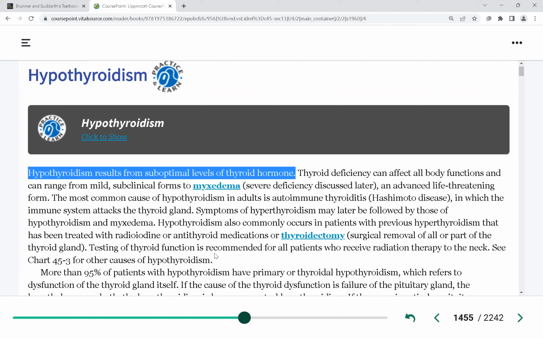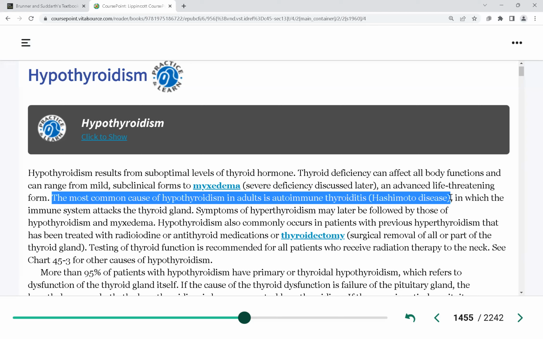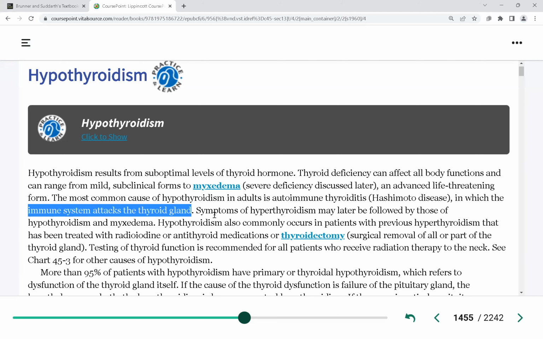Now, the primary form, which is the most common, is called Hashimoto disease. This is an autoimmune form. What do we understand when we say autoimmune? What's wrong with the condition when it says autoimmune? The body is fighting itself. Correct. So the immune system attacks the thyroid gland, meaning the patient's body produces antibodies to destroy the thyroid gland. That's the problem with Hashimoto disease.